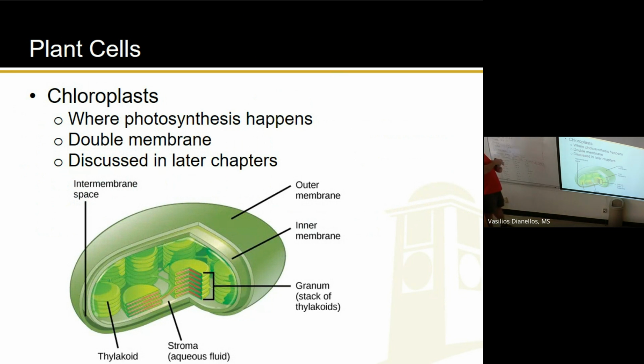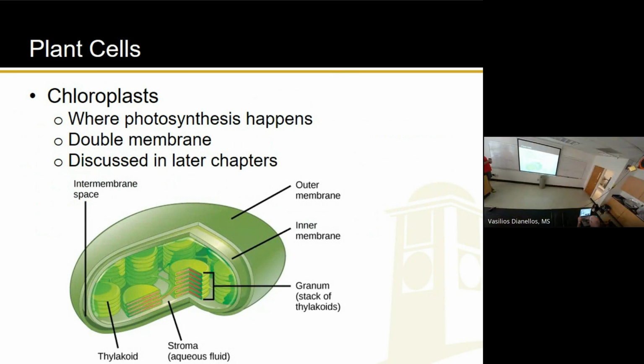Chloroplast is the next part. Again, these are parts that are in plant cells but not animal cells. Chloroplast is where photosynthesis happens, which is why it's important for this exam, because later in the semester we're going to talk a lot about chloroplast.